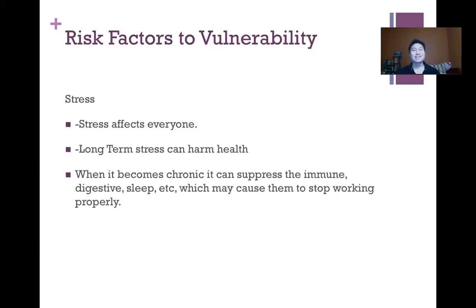Fifth one, stress. Stress affects everyone. Long-term stress can harm health. When it becomes chronic, it can suppress the immune, digestive, and sleep systems, among others, which may cause them to stop working properly.